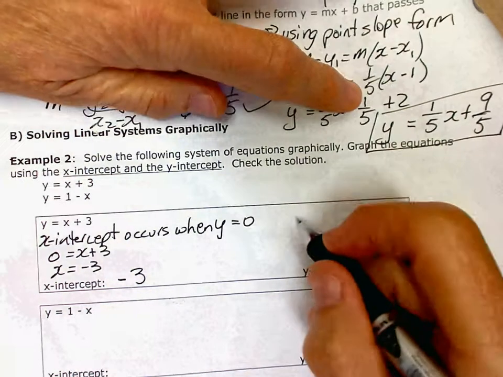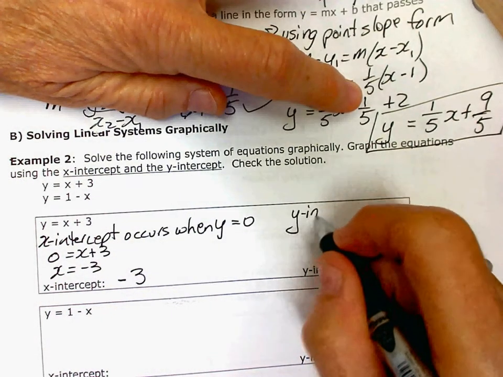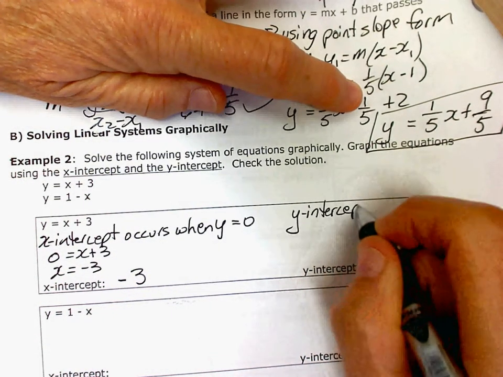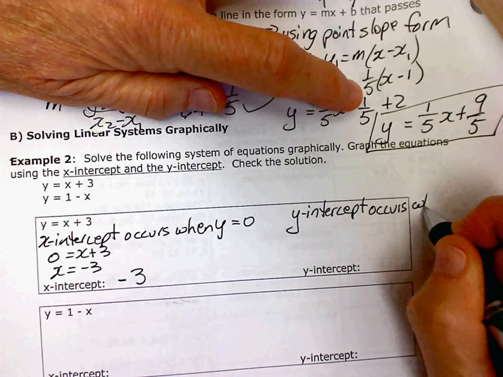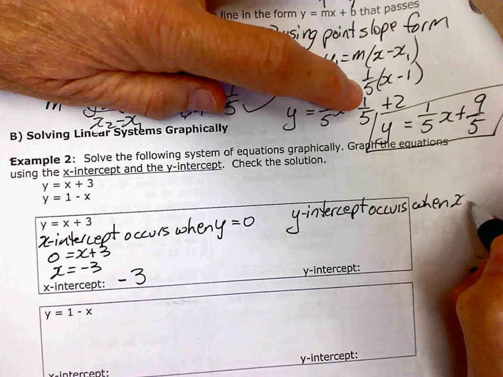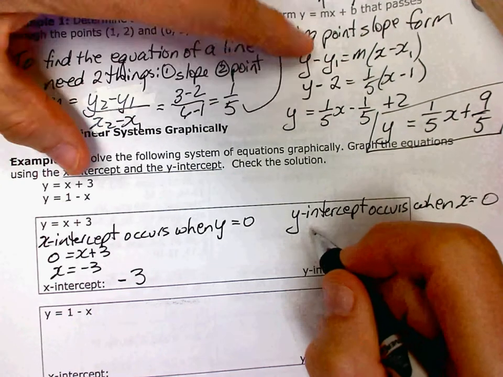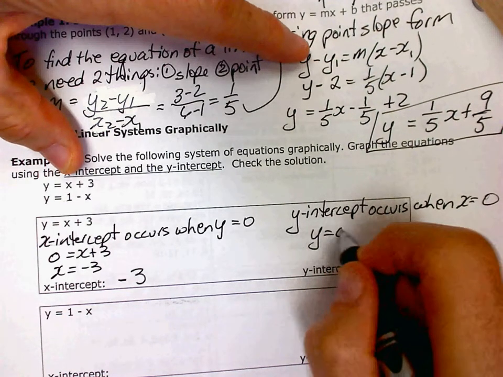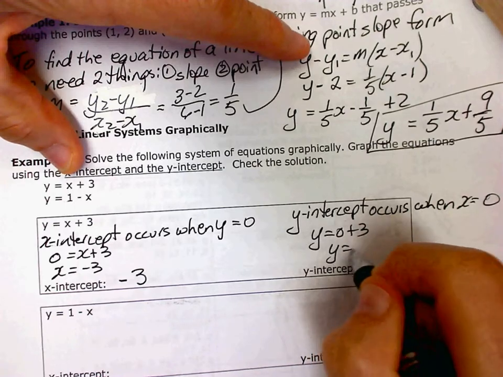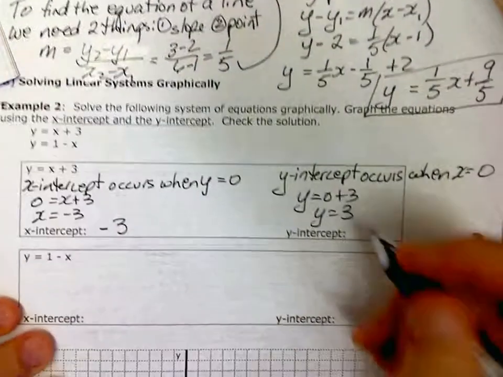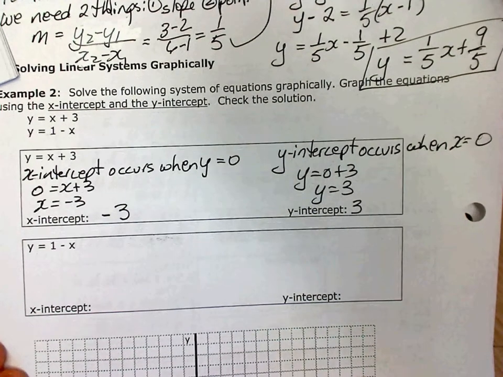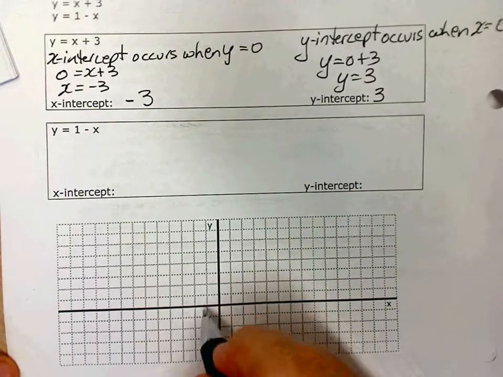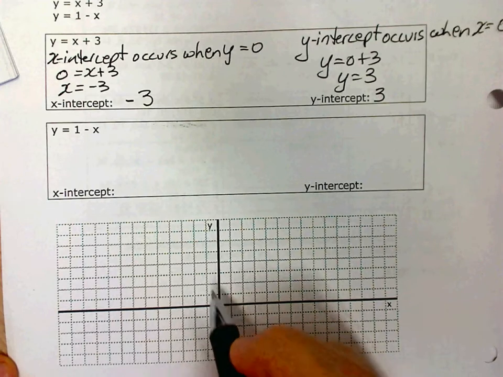Our y-intercept occurs when x equals 0. So now we sub in y equals 0 plus 3, or y equals 3. So our y-intercept is 3. We can graph that line using the 2 points. We only need 2 points to graph a line.